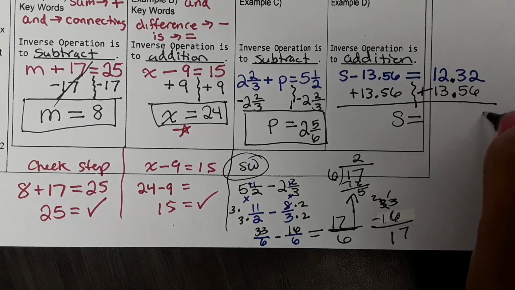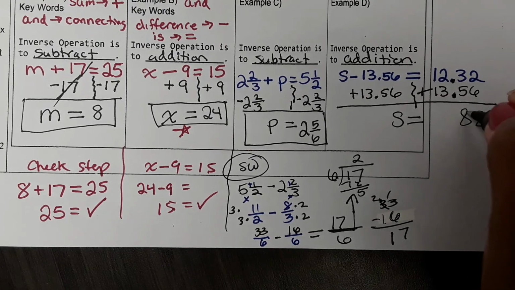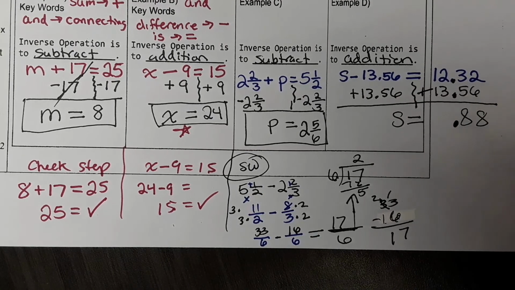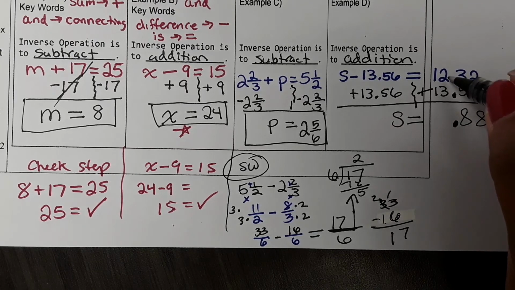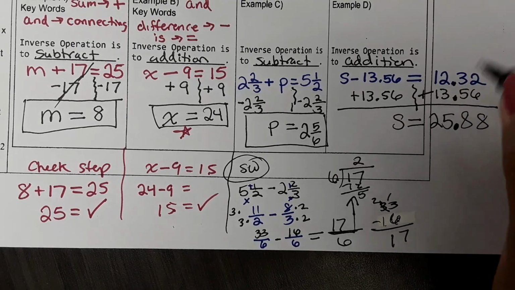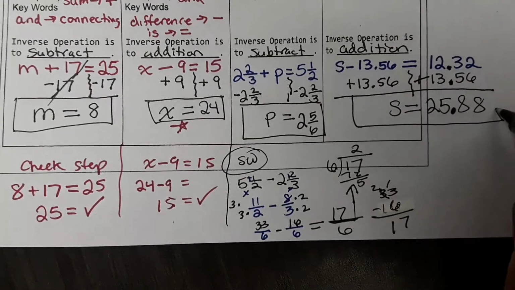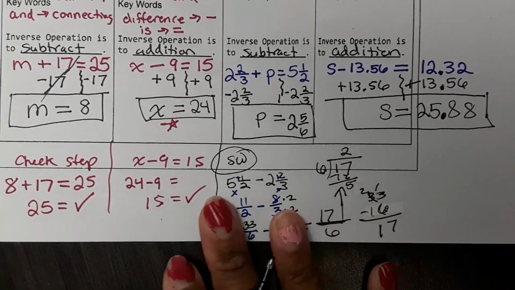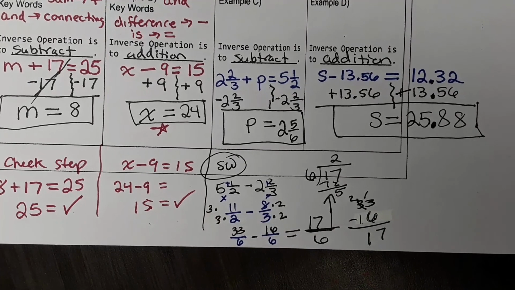2 plus 6 is 8. 3 plus 5 is 8 as well. Drop that decimal down like a tot. And then we have 2 plus 3 is 5. 1 plus 1 is 2. And we get our value for S. So the solution for S that would make this a true statement would be 25 and 88/100.